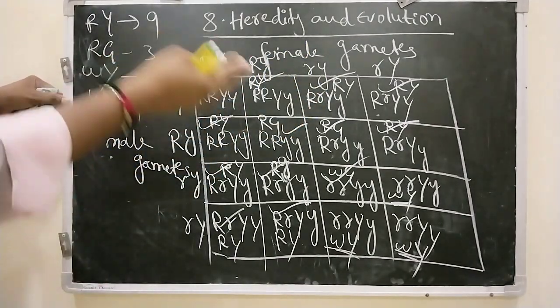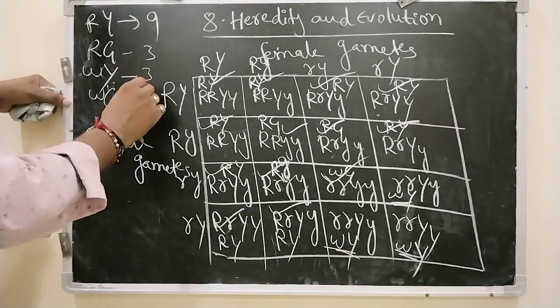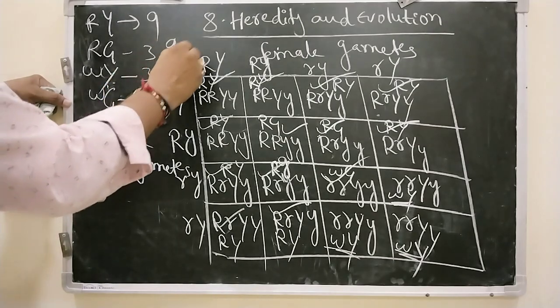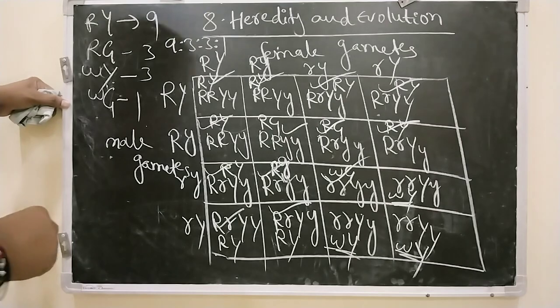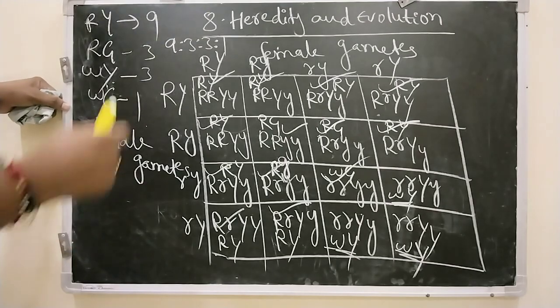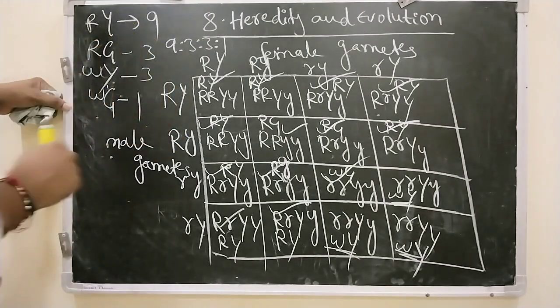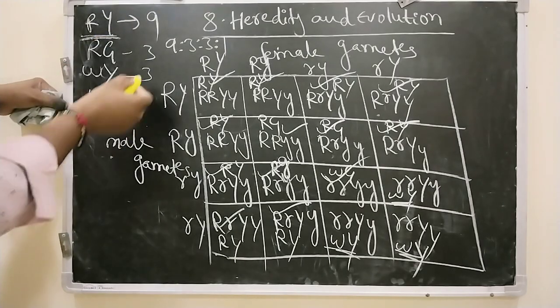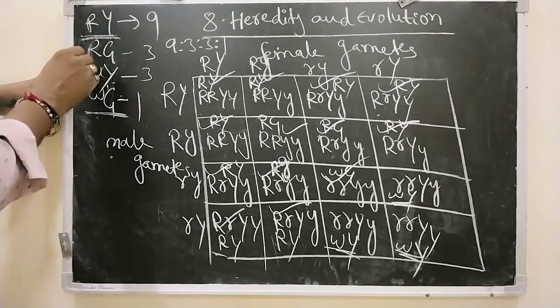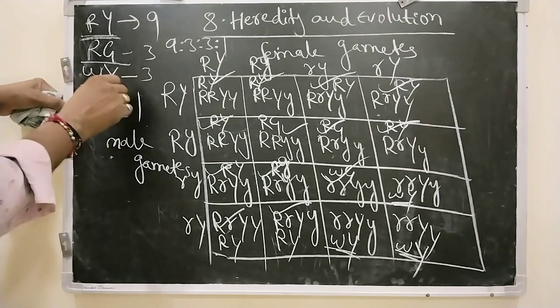One is the color and the other is the shape. So the phenotypic ratio of a dihybrid cross is 9:3:3:1. Okay. Actually we have only 2 types of characters. One is the round yellow, another one is the wrinkled green. But extra we get 2 more traits. One is the round green, another one is the wrinkled yellow.